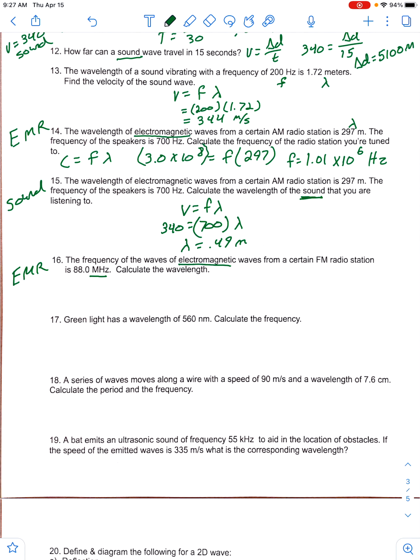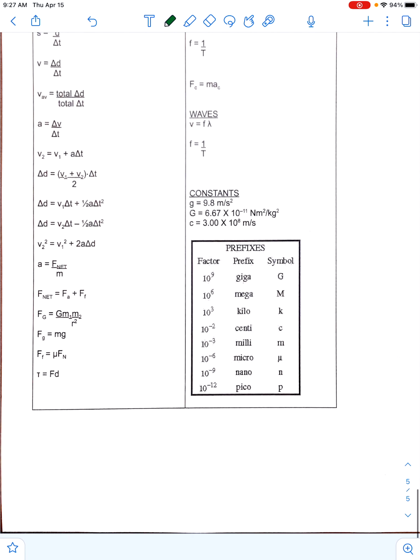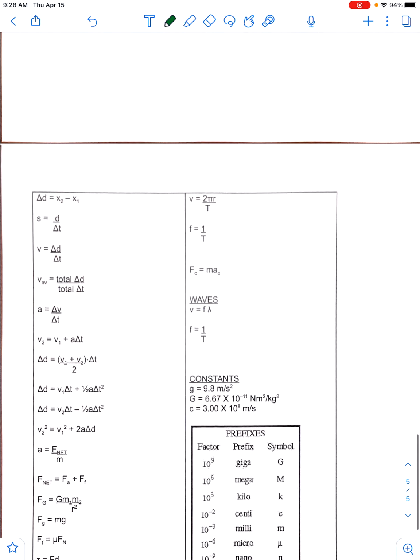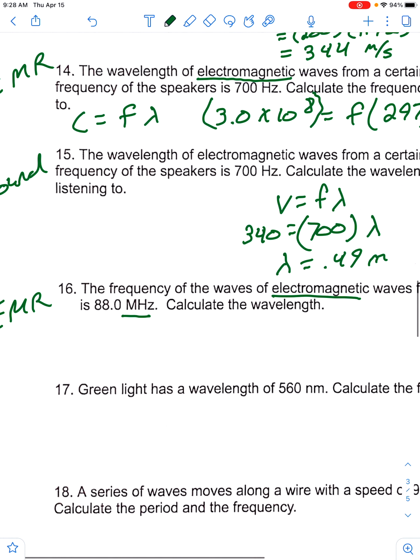On this review, they actually gave you your conversion tables right here, so make sure you use those. Remember, you cannot have something in megahertz. It needs to be in hertz. Mega is just 10 to the 6th. So all you have to do for my frequency is write 88.0 and then throw on times 10 to the 6th at the end. If you just throw on that exponent, you're good.